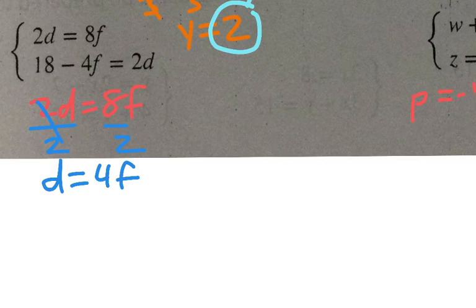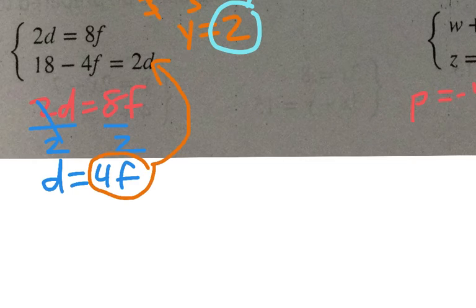Are you good with me picking the top equation? Yeah. I don't know how to do it. Just do it. So you've got to get a variable by itself. So I chose to get d by itself in the top equation. So just divide by 2 because d was being multiplied by 2. Yes? And now I have d by itself. D is 4f. So now I can substitute in 4f into the other equation.